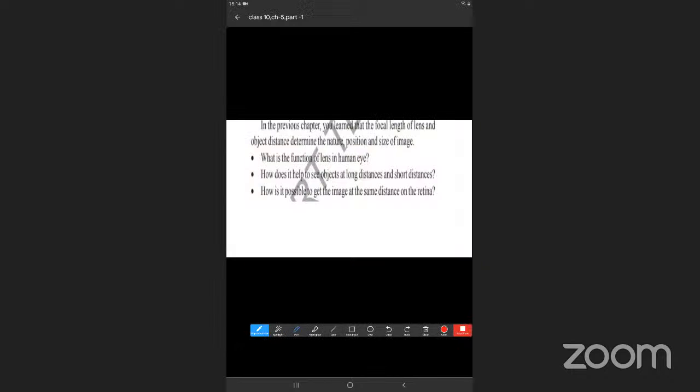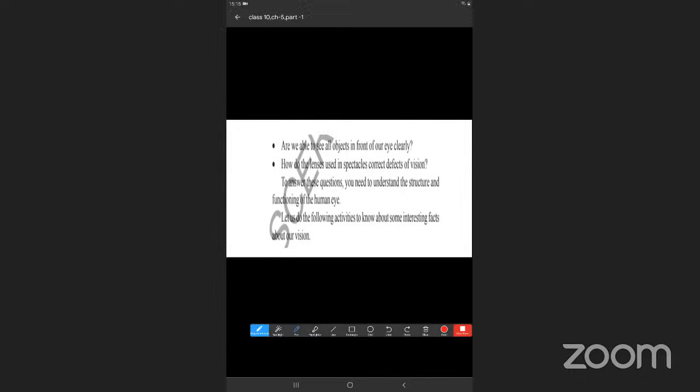In the previous chapter, we learned that focal length of lens and object distance determine the nature, position, and size of image. Yes, in the fourth chapter, we learned in refraction of light by curved surfaces. So what is the function of the eye lens in the human eye? How does it help to see objects at long distances and short distances? How is it possible to get the image at the same distance on the retina? Are we able to see all objects in front of our eye clearly? How do the lenses used in spectacles correct defects of vision? To answer all these questions, we need to understand the structure and functioning of the human eye.